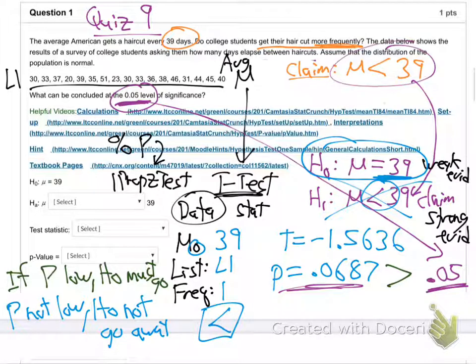And how do you say not go away in statistical talk? Fail, yeah, to reject. We fail to reject the null. It does not go away. We fail to reject it. And that's all they want in the question. Oh, they might ask if there's strong evidence or weak. So which one is it on that one? Is there strong evidence or is there weak?